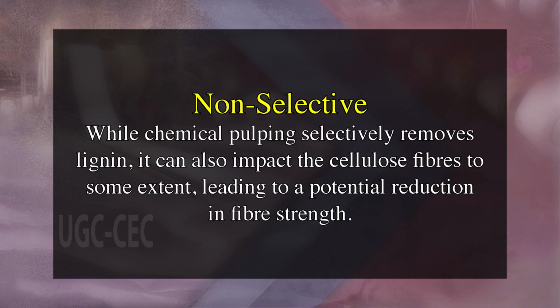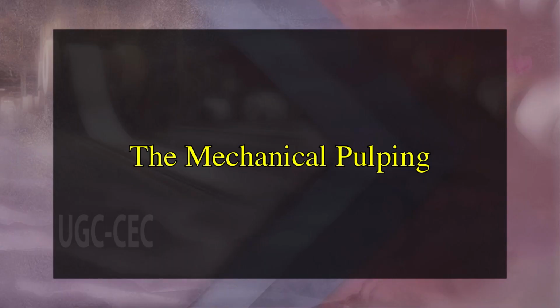Non-selective. While chemical pulping selectively removes lignin, it can also impact the cellulose fibers to some extent, leading to a potential reduction in fiber strength. Now let's focus on the second main type of pulping, the mechanical pulping. Mechanical pulping physically separates fibers by grinding or refining wood, bypassing the use of chemicals to break down lignin.